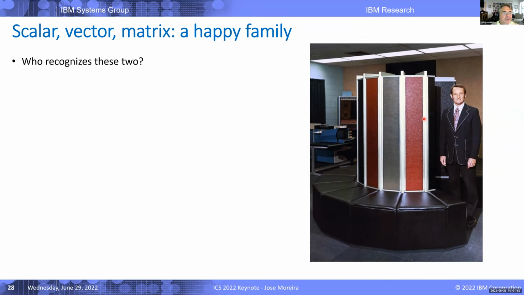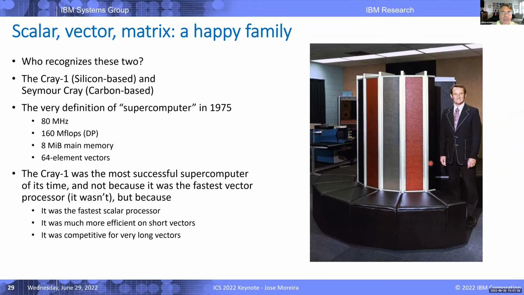No, the silicon-based life form is the Cray-1 supercomputer, and the carbon-based life form is Seymour Cray, its creator. And the Cray-1 was the very definition of a supercomputer in 1975. This is the supercomputer. Everything else is a follow-on to this, right? And it had remarkable capability for its times, 80 megahertz clock speed, 160 megaflops, 8 megabytes of main memory, and very long vectors, 64 element vectors. And it was the most successful supercomputer of its time by far. And not because it was the fastest vector processor, because it wasn't, but because it was the fastest scalar processor. It was very efficient on short vectors, much more efficient than some of the other machines. And it was competitive for very long vectors.